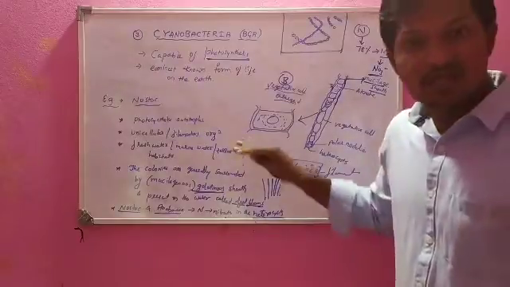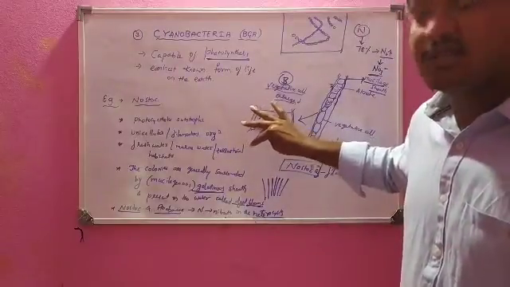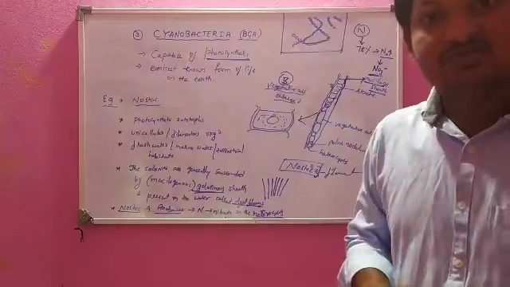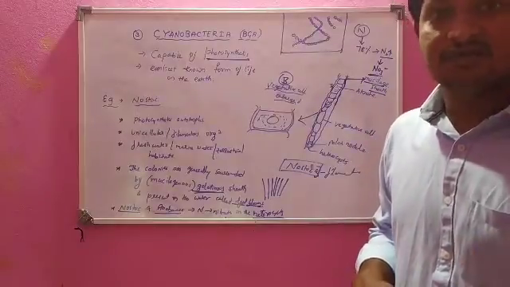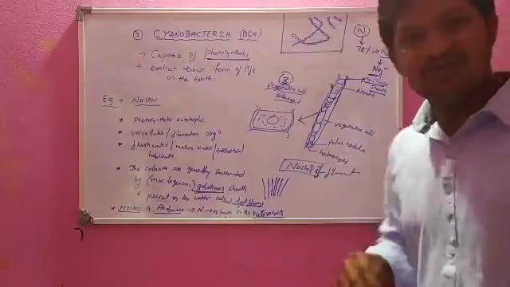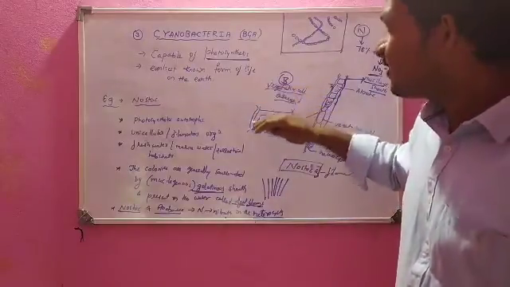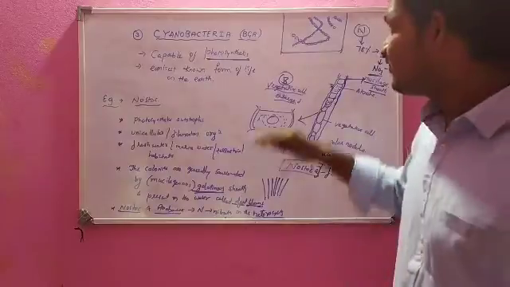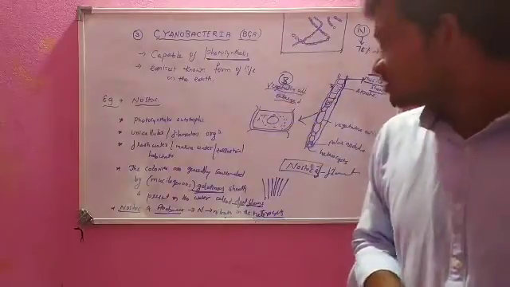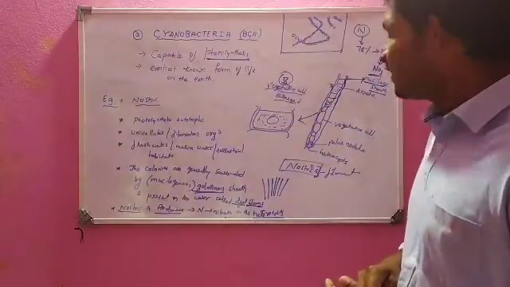With the help of this vegetative cell only, the reproduction process will be continuous. This cell has to reproduce when it is mature. How do they reproduce? With the help of the vegetative cell. With the help of the vegetative cell only, the reproduction process will be continuous.